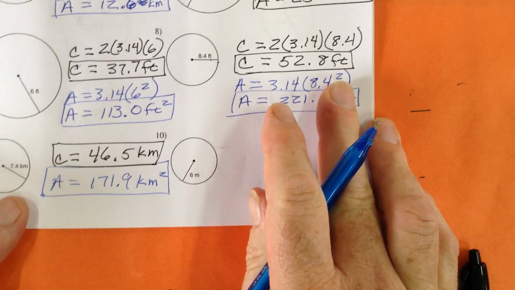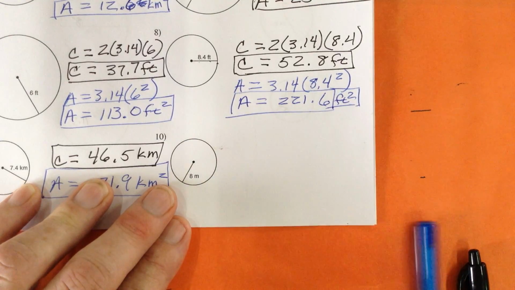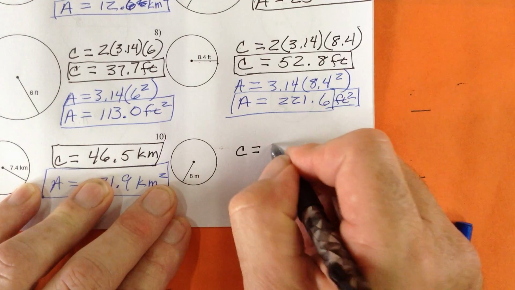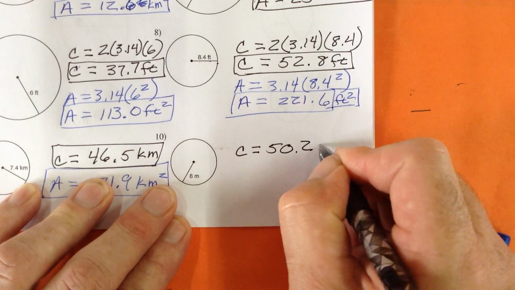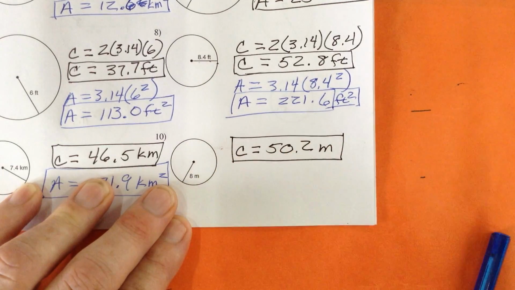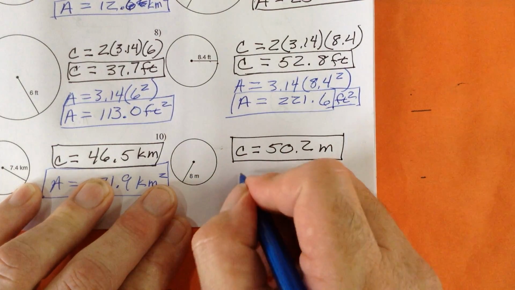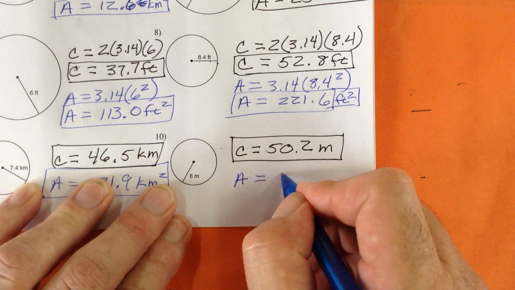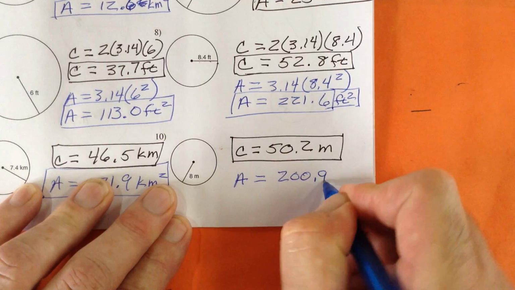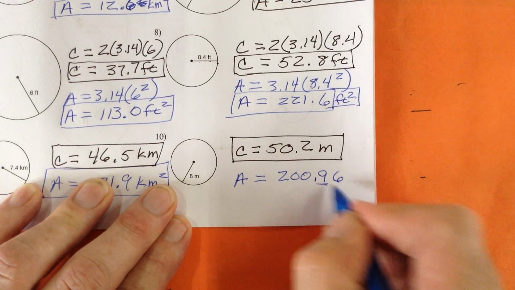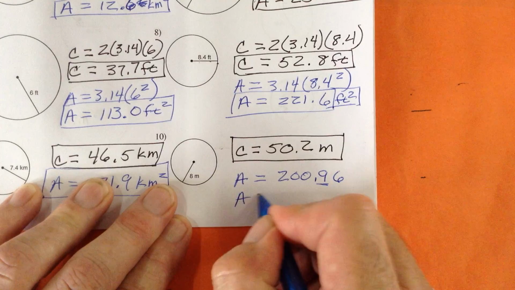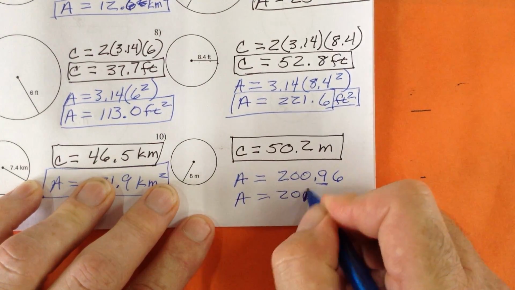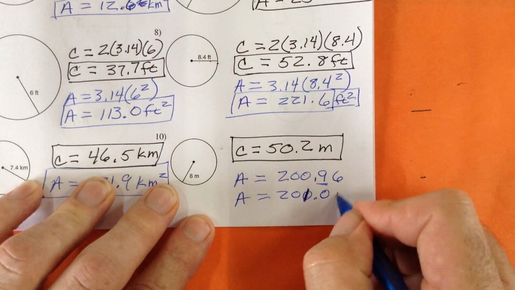And then number 10, you put the numbers in, and I'm just going to show you what I got. I ended up with the circumference being 50.2 meters. And then the area, I ended up with, it came out to 200.96. So rounding to the tenth place, that becomes a 10. So the area ends up being 201.0 square meters.